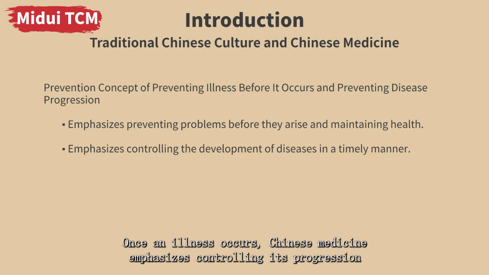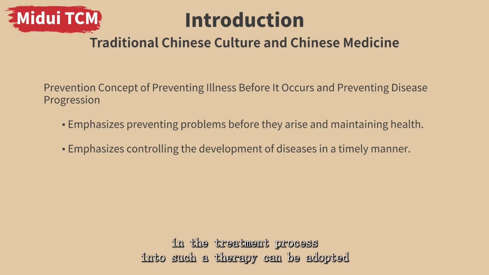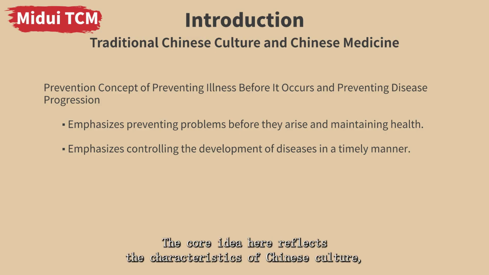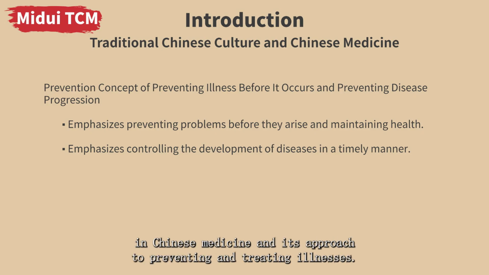Once an illness occurs, Chinese medicine emphasizes controlling its progression in a timely manner. In the treatment process, interceptive therapy can be adopted to prevent the illness from progressing to the next stage. The core idea here reflects the characteristics of Chinese culture, particularly its sense of foreboding, which is also reflected in Chinese medicine in its approach to preventing and treating illnesses.